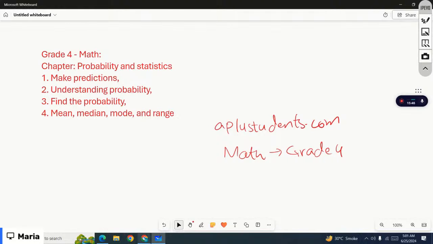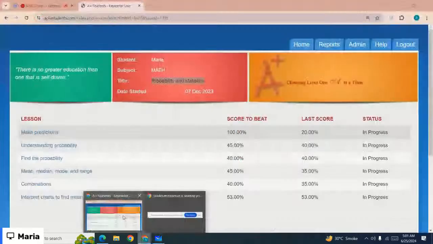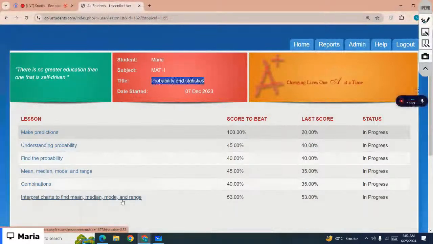Okay, here I'm on grade 4 math. Let's start with the first lesson, that is make predictions. We are on the chapter probability and statistics.